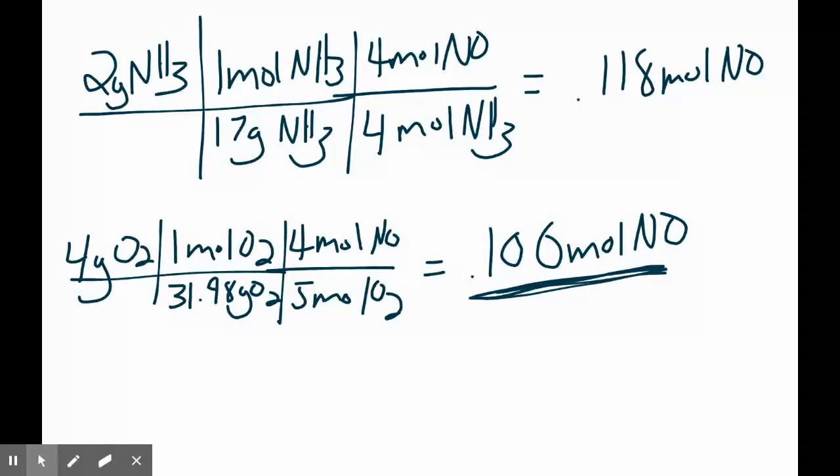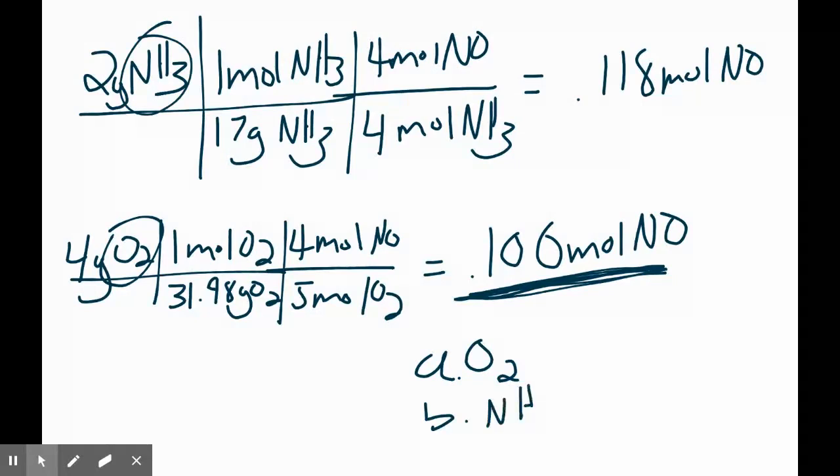So question A says, what is the limiting reactant? The limiting reactant is the reactant that produces this lower amount of product, which is O2. So our limiting reactant is O2. B says what is the excess reactant. If O2 is the limiting reactant, then NH3 is our excess reactant. And then C says how many moles of NO are going to be produced. So it's going to be 0.100 moles of NO produced.